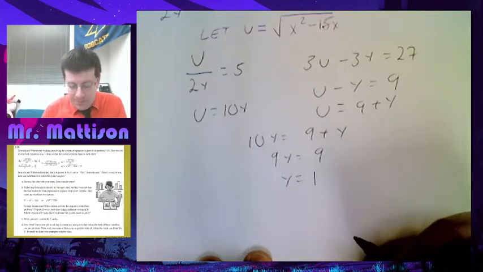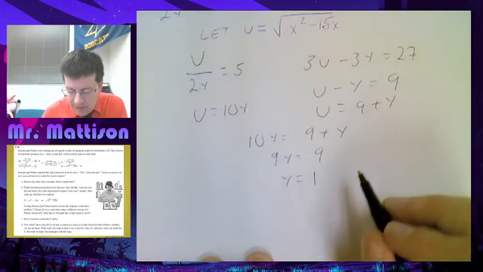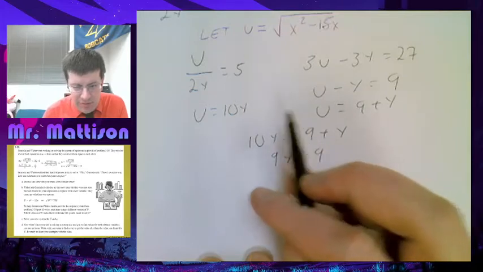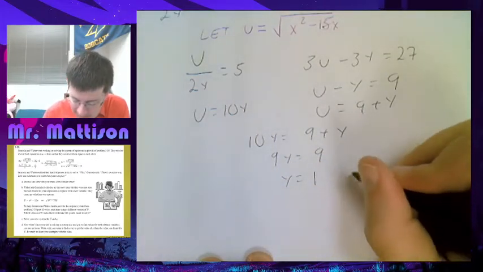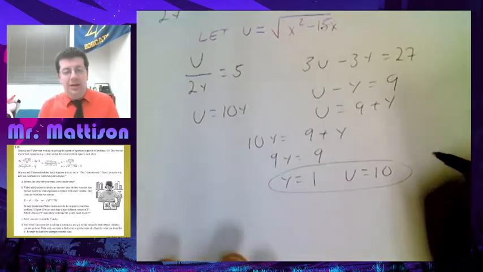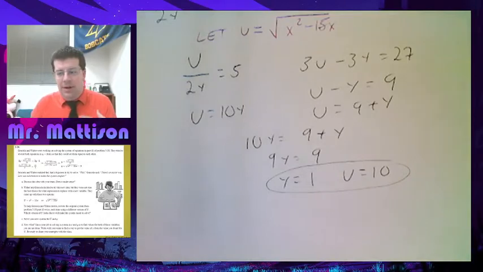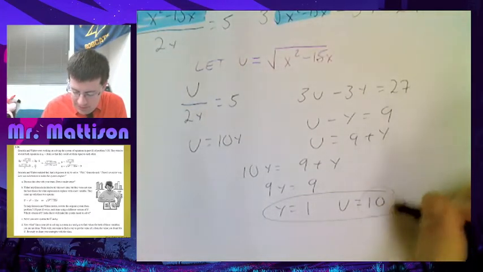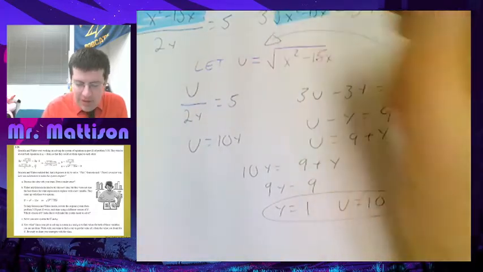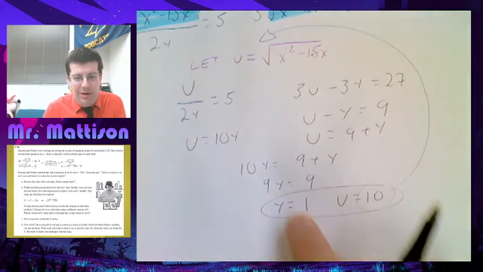Now to find u, I can plug this into either the y here or the y here. Either way, 9 plus 1 or 10 times 1 both give you 10. So I get u equals 10. So awesome, I found y and u. Easy. But again, I'm not done because I'm not trying to find y and u, I'm trying to find y and x. So to find x, I just take this u and plug it back in where I defined u. So I'm going to say, well, then 10 is equal to that big radical.